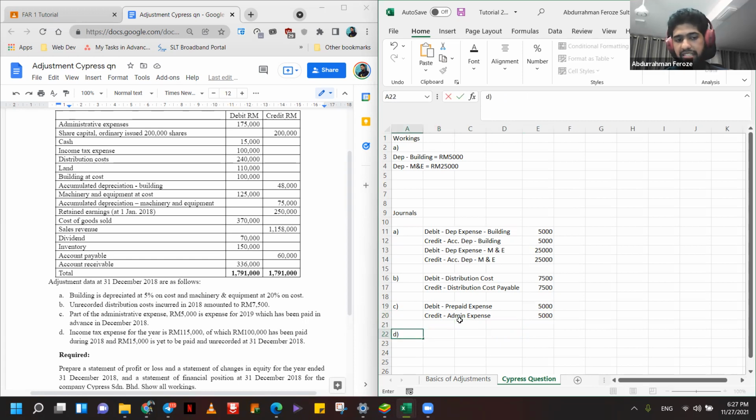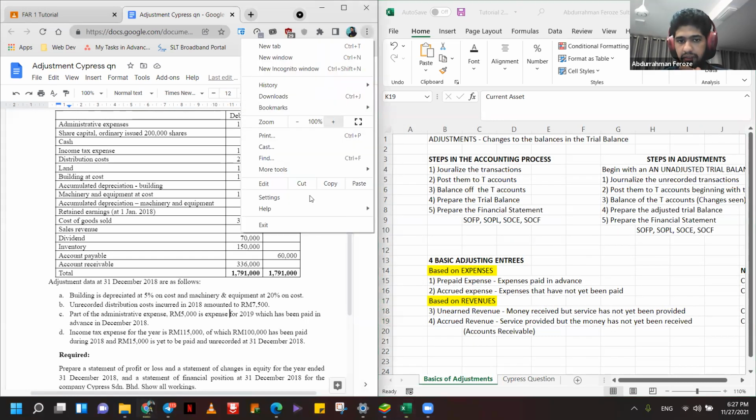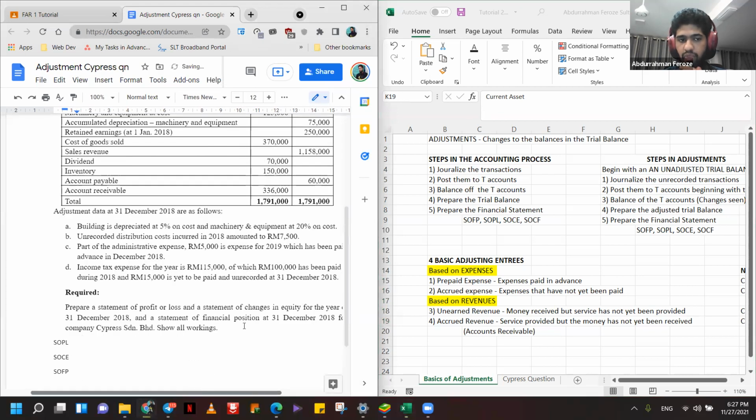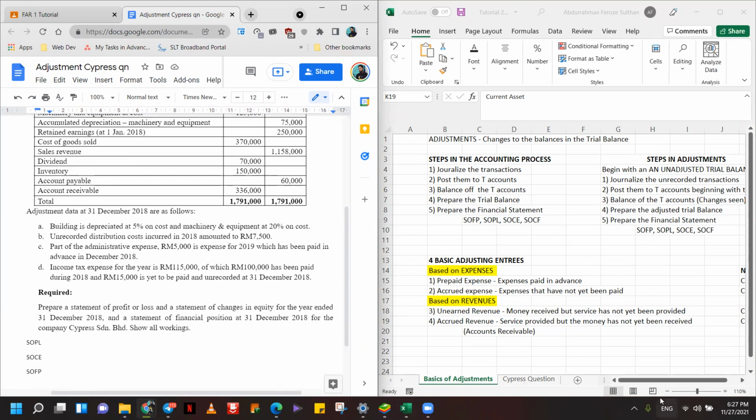Okay, and then lastly we have D. The income tax expense for the year is 115,000, of which 100,000 has been paid during 2018 and 15,000 is yet to be paid and unrecorded at 31st December 2018. So what type of entry is that? Part D is what type of adjusting entry? Jason, Najwa, are you there? Could you tell me what type of adjusting entry is part D? Okay, can anyone else answer?